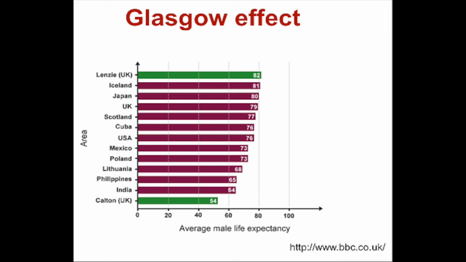What they found was that there was a gulf in life expectancy, even in areas that are geographically close. So areas of Glasgow that were very close to each other, one affluent, one less affluent. In the less affluent areas of Glasgow, males had an average age of 54, whereas in a more affluent area, their average age was 82.